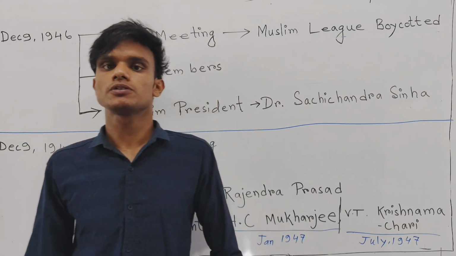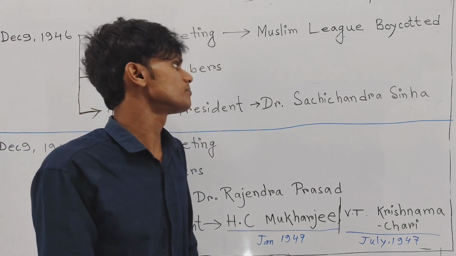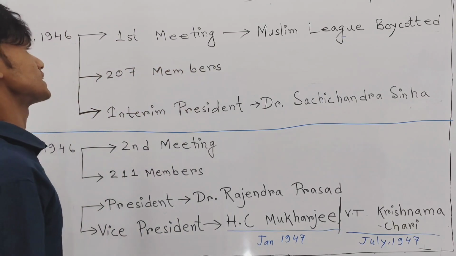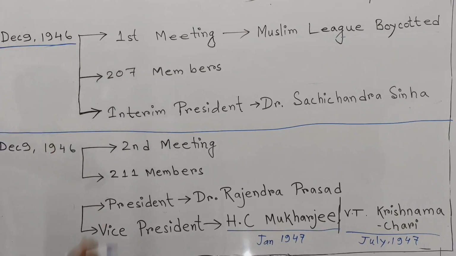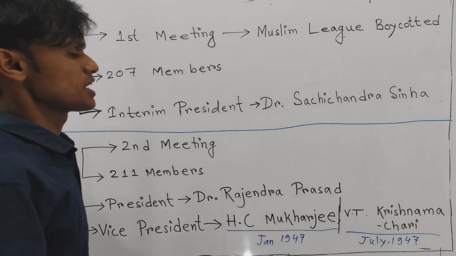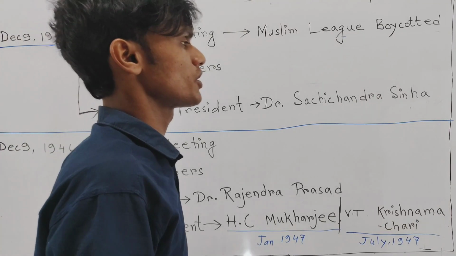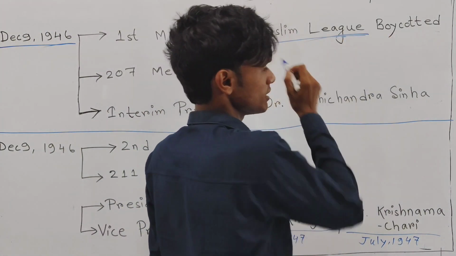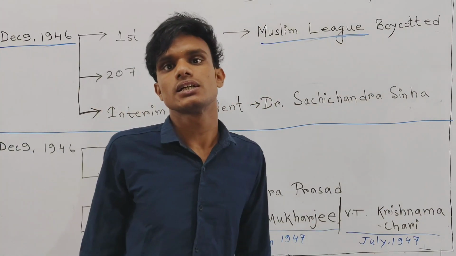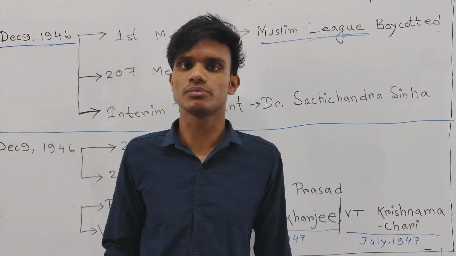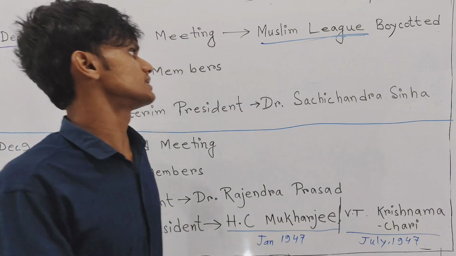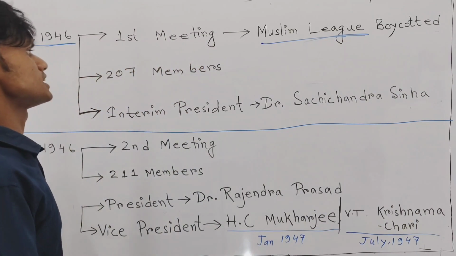After the election of the Constituent Assembly, the first meeting was held on December 9, 1946, before independence. But this first meeting was boycotted by the Muslim League because they wanted a separate autonomous state with a separate Constituent Assembly. This is why they boycotted it. It means they did not join it.